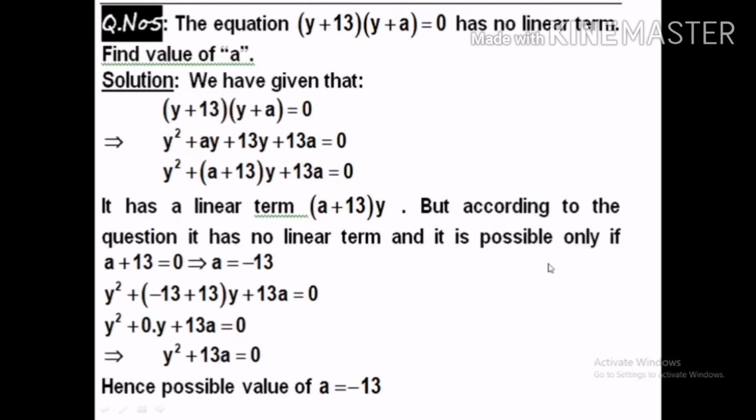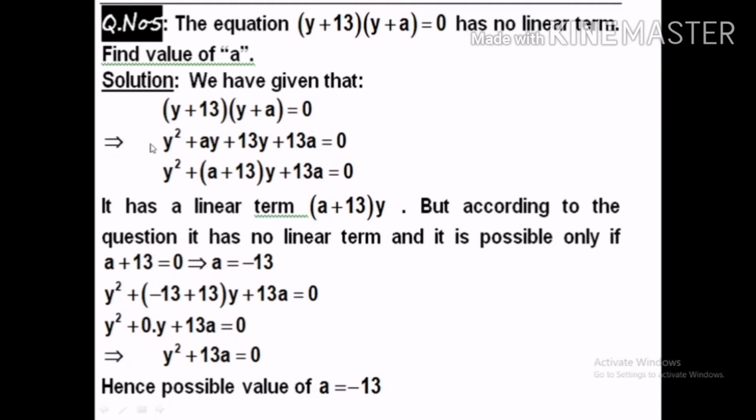Next, come to question 5. The equation (y plus 13)(y plus a) is equal to 0 has no linear term. Find the value of a. So the given equation is (y plus 13)(y plus a) is equal to 0. The condition is that there is no linear term, meaning the linear term is 0 in this equation.